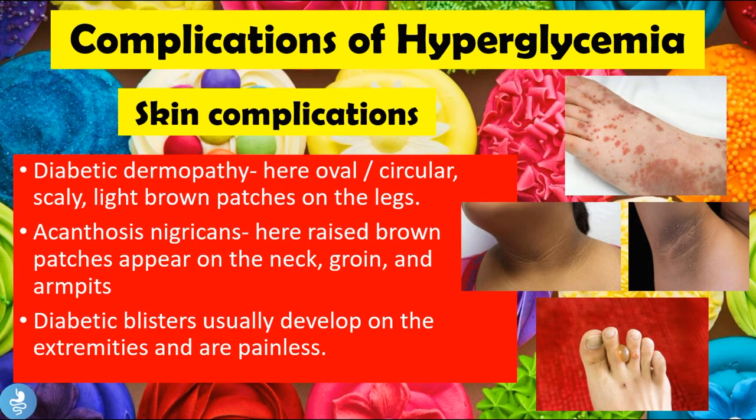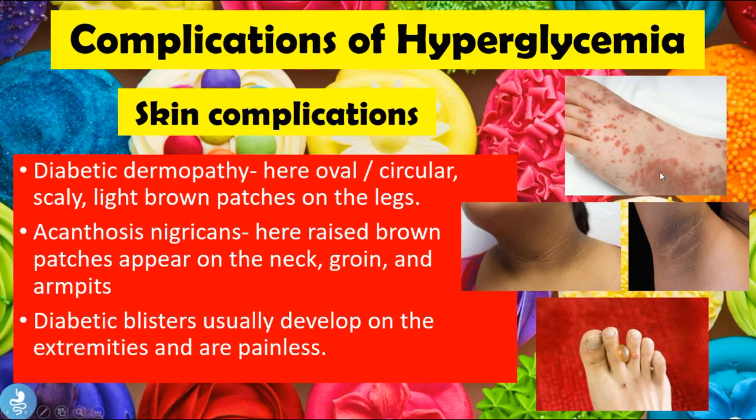So now let's talk about some complications of hyperglycemia. We'll begin with the skin complications. The first thing the patients can suffer from is something called diabetic dermopathy. And here we have oval or circular scaly light brown patches which appear on the legs of the patient. And this is what the diabetic dermopathy actually looks like.